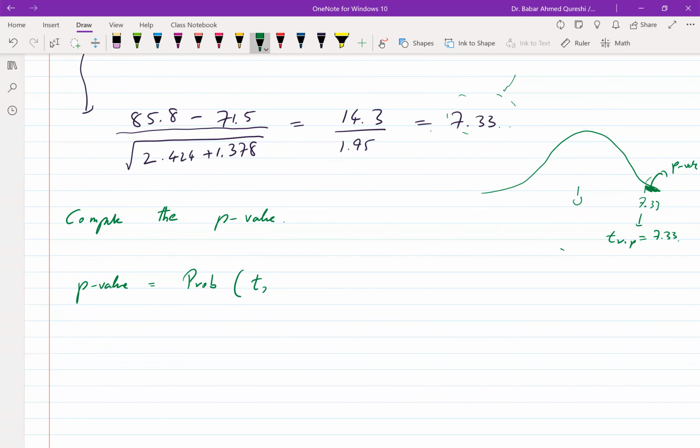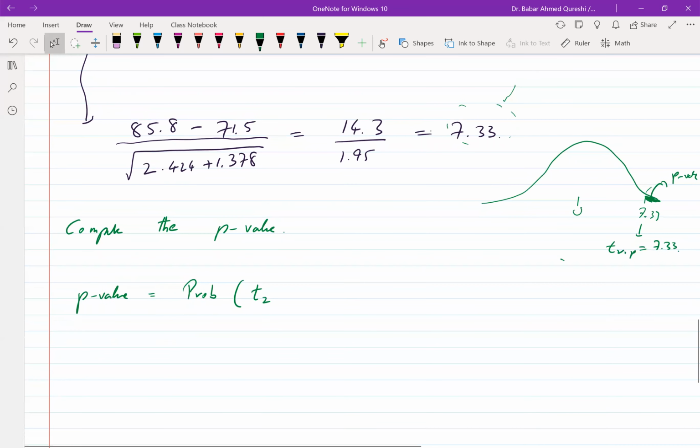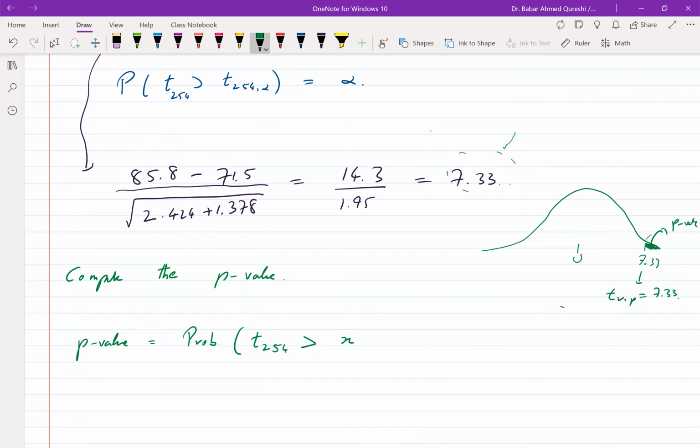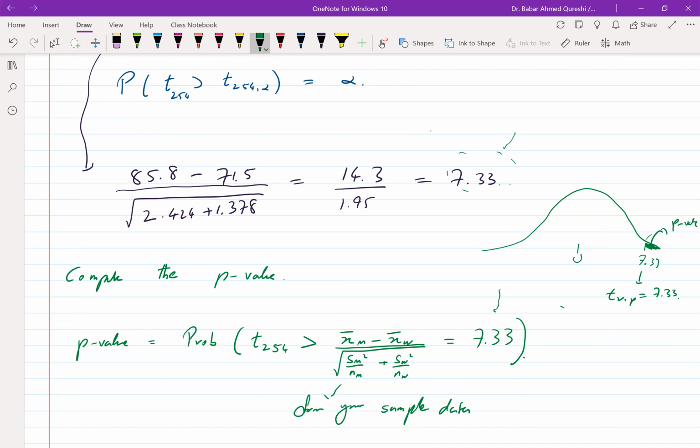So the p-value is just the probability that this t with 254 degrees of freedom is greater than this variable which you are computing from your sample data. And this we got at 7.33. So what would this be?